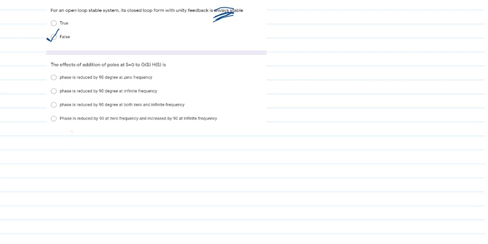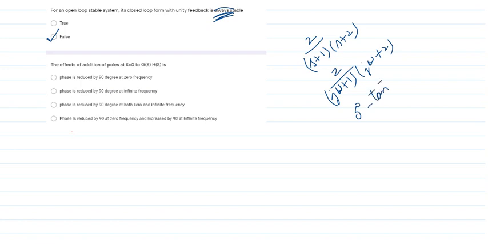Then what will happen if I add a pole to G(s)H(s)? Let us take a simple transfer function 2 into (s+1)(s+2). What is the phase angle? The frequency response is 2 by (jω+1)(jω+2). For 2 the phase angle is 0. For the denominator it is minus tan inverse of ω, and for the other term it is minus tan inverse of ω by 2.